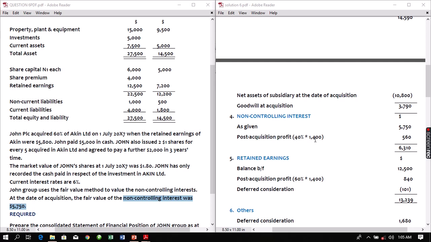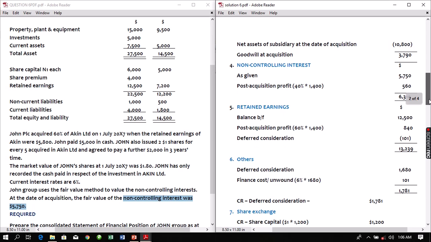So 40% multiplied by my post-acquisition profits, which is 1,002, gives me 560. Adding it together gives me 6,310, and that is the end of workings 4. I can move to my workings 5, but before I can do my workings 5, I have to quickly go to workings 6, which is my deferred consideration.